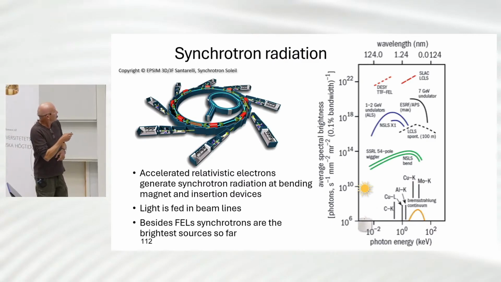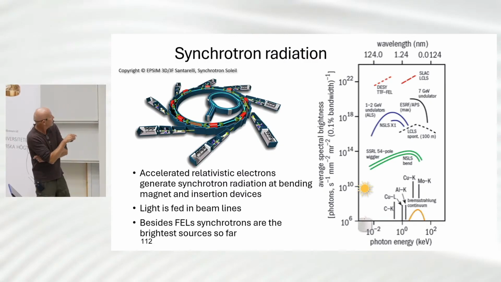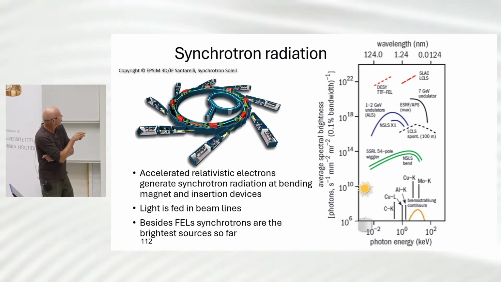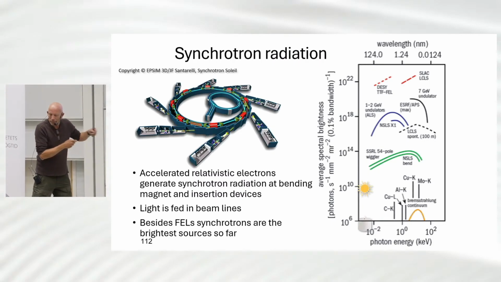This is a thing that we are using in Italy, in my home institution. It's basically a vacuum tube where you accelerate electrons to the speed of light. To keep them on the ring, you need some sort of magnets. They are called bending magnets. And when the electrons are coming into the bending magnets, they change direction. And that means they are accelerated.